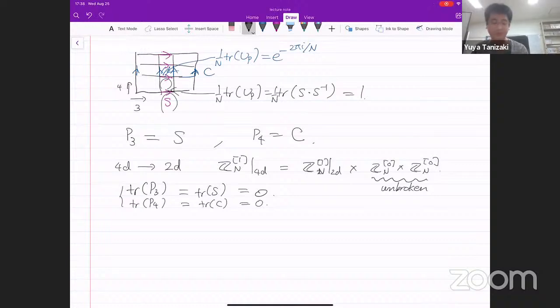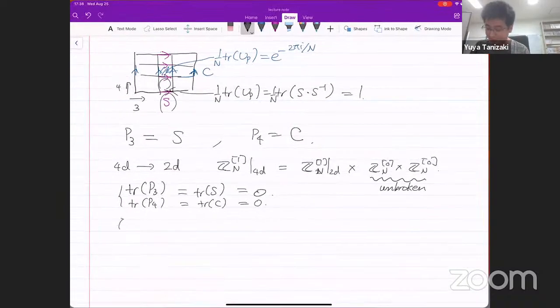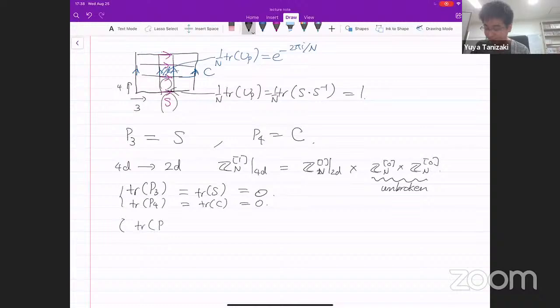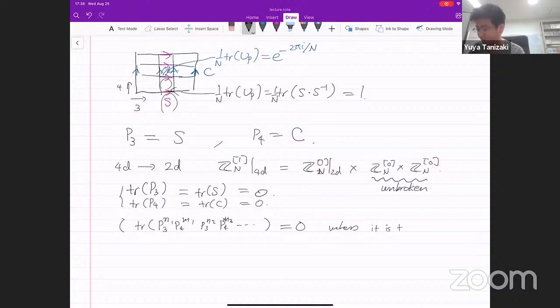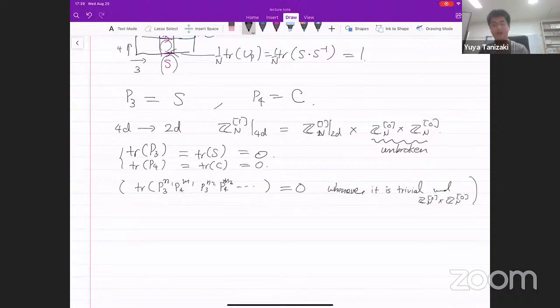And if we play with some algebra, we can indeed check the trace of P3 and P4. Any operator of this kind becomes zero unless it is trivial under the Z_N zero-form symmetry times the Z_N zero-form symmetry. So you can indeed check that this Z_N zero-form symmetry is unbroken.